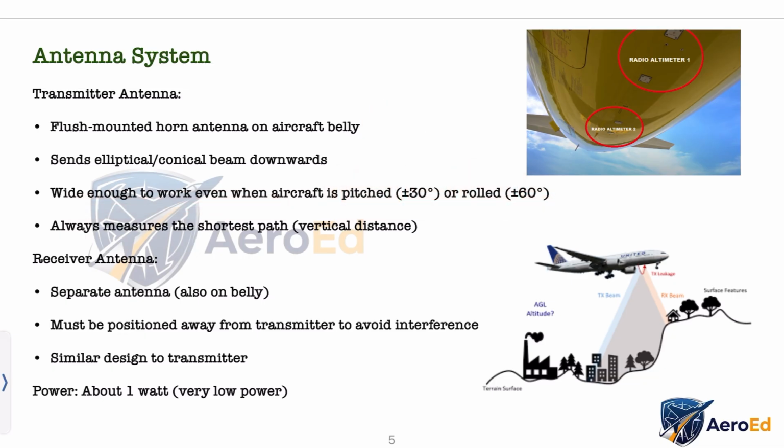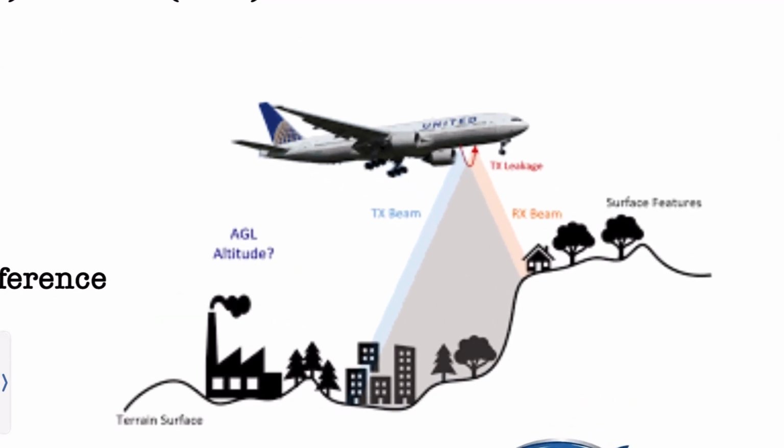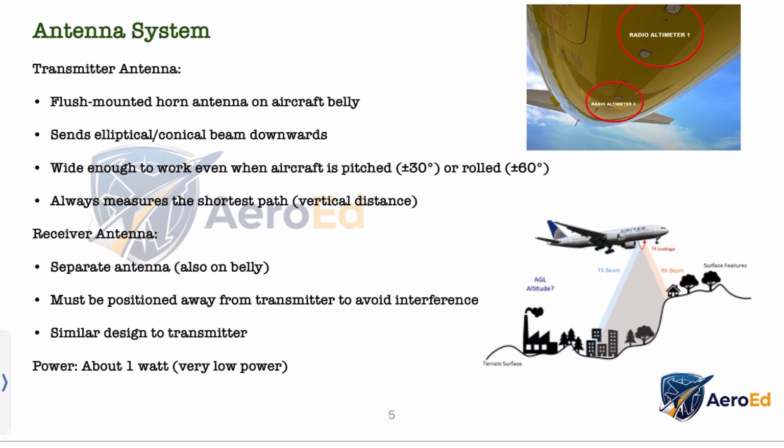Next one is a very important point. Here it is written, it always measures the shortest path. So as you can see from the image, it will measure the shortest distance, because it is very important for the pilot to know the shortest height above the ground, right, to avoid collision.